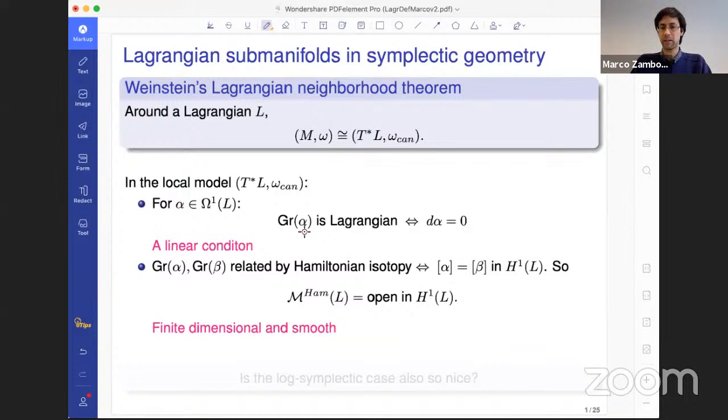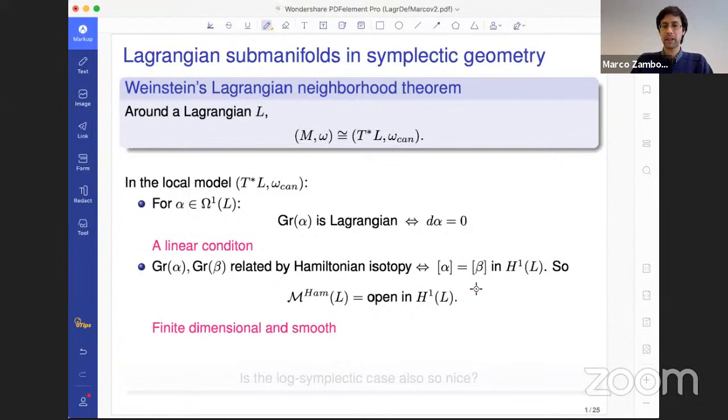Such a graph is actually Lagrangian if and only if the one form is closed. This is nice because this is a linear condition, so a linear equation: the de Rham differential on L. Furthermore, there is a natural notion of equivalence between Lagrangian submanifolds, geometrically given by Hamiltonian isotopy. And it turns out that it is equivalent to the corresponding one forms being in the same cohomology class, so differing by an exact form.